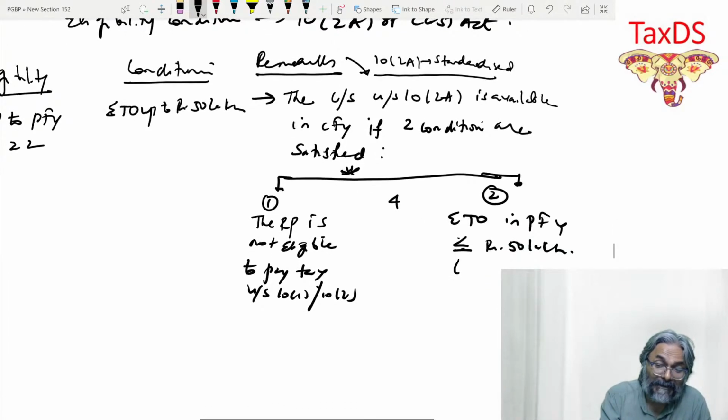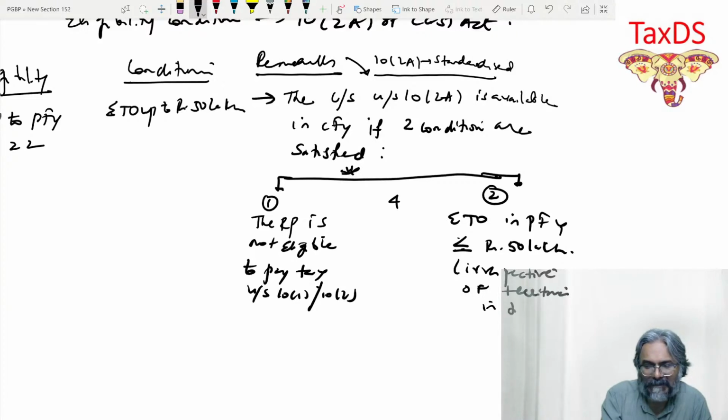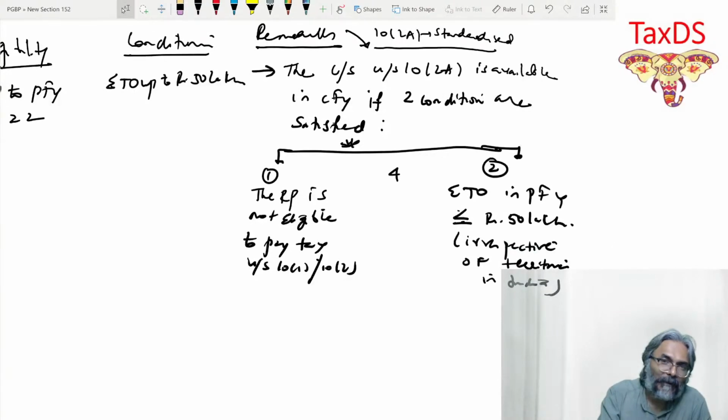Now, you can write here, if possible, irrespective of territories in India. Why am I emphasizing this part in this question? Because he's from Sikkim actually.